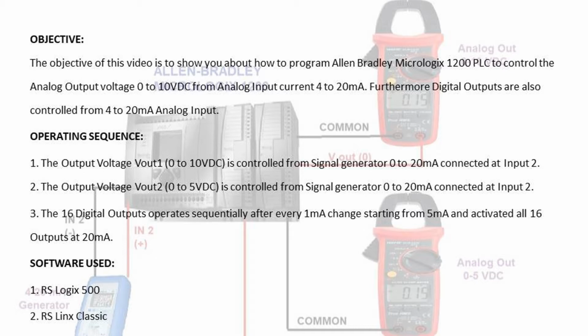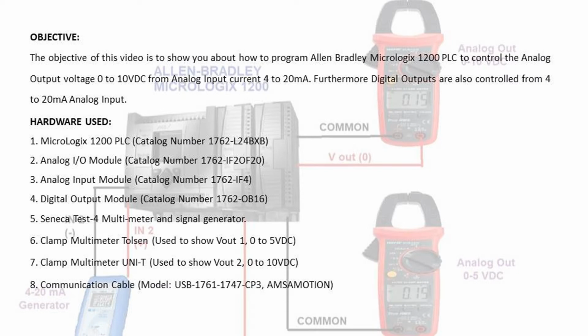The software used for this purpose is RS Logix 500 and RS Linx Classic. The hardware used is Micrologix 1200 series PLC, analog input-output module, analog input module, digital output module, Seneca TES4 multimeter and signal generator, clamp multimeter Tolson, clamp multimeter Unity, and a communication cable to program the PLC.